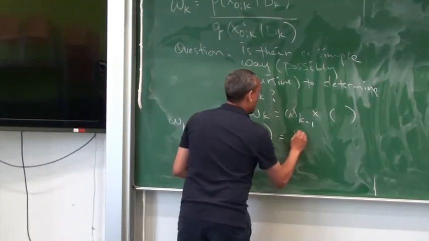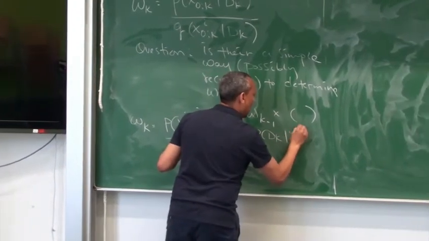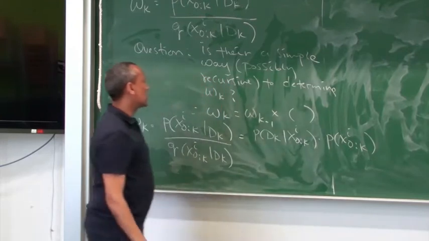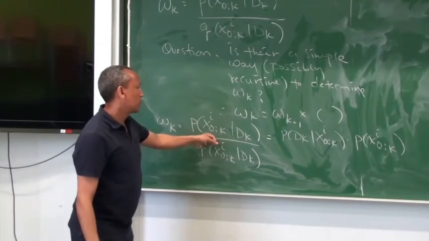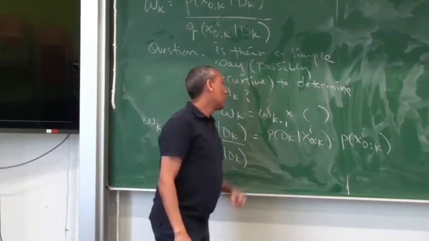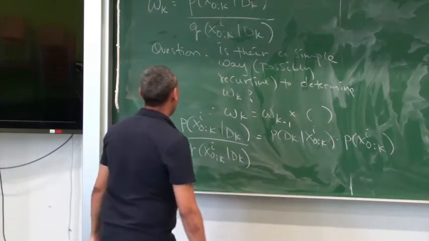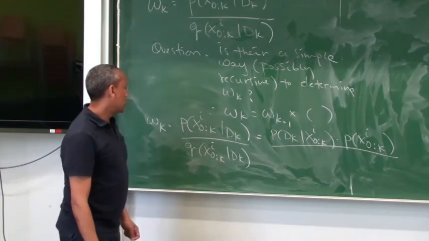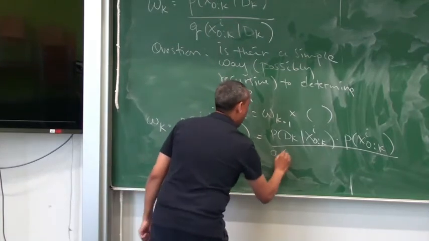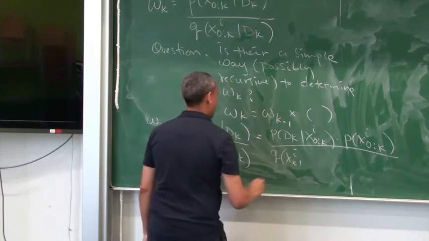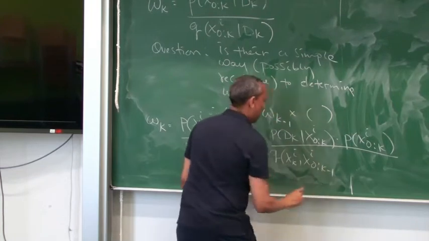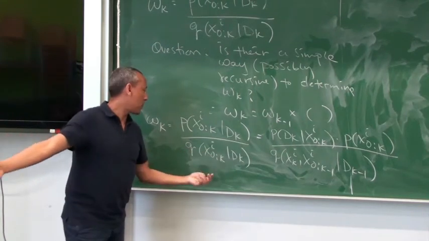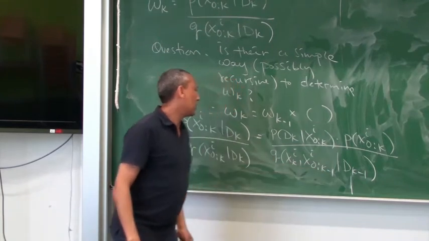So for this one, this is the probability of dk given xi 0 to k times the probability of xi 0 to k. This is the Bayes expression for this one: the posterior probability described in terms of the likelihood probability and the initial probability. And this one, you see this runs from 0 to k, so I will describe this as xk, x 0 to k minus 1, given dk minus 1. I just distributed this. This is a joint probability, so I just described it up to k minus 1 and k.